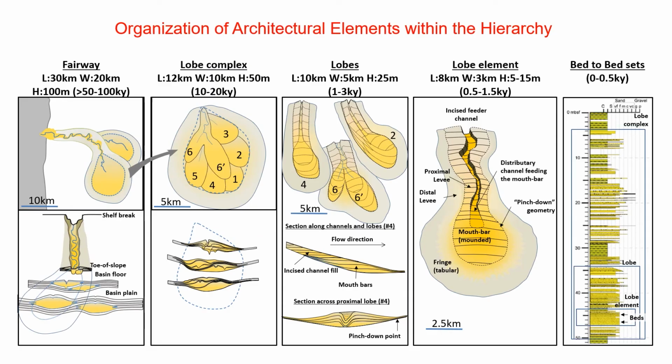To sum up the Golo modern fan study, we differentiate lobe complexes at the end of channel-levee systems that are made of very sandy lobes deposited in compensation with a substantial muddy fringe to each of them. Lobes themselves are made of retreating lobe elements. Each lobe element is characterized by an incised feeder channel that becomes conformable as it transitions to a mounded mouthbar deposit. There is no distinction between the mouthbar fringe and the distal levee of the feeder channel.